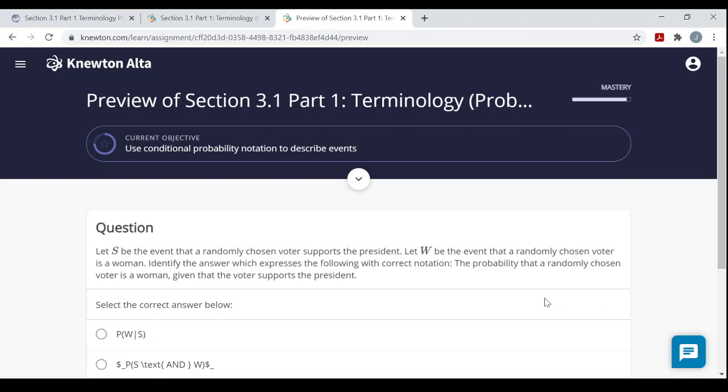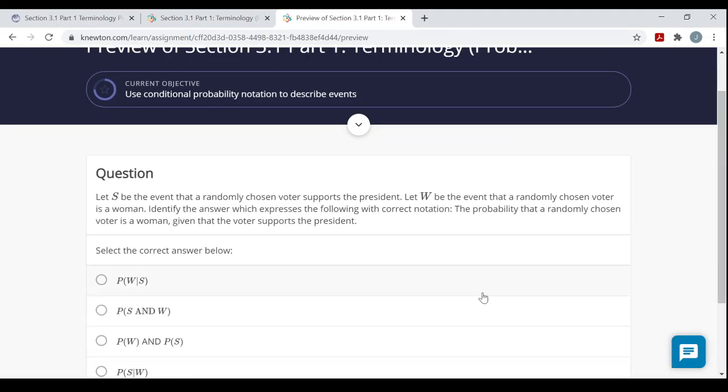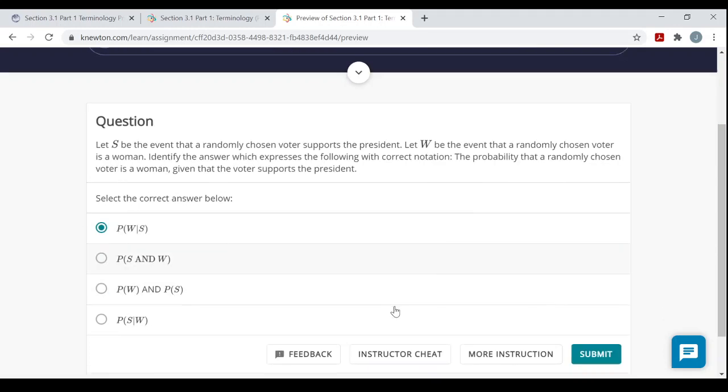I think I got one or two more here. It says the probability that a randomly chosen voter is a woman given that the voter supports the president. So that's W given S, if you read through that.